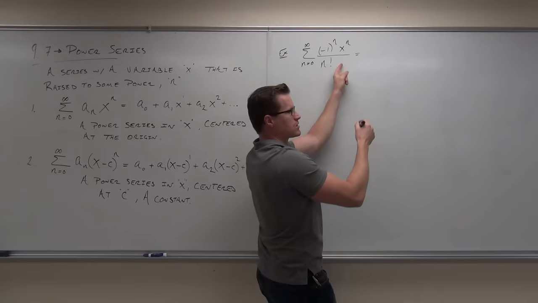When you work through it, that's going to give you 1. Quick head nod if you're okay with that one. Now, next question. If that gives you one, this is a limit comparison test. Is that inconclusive, or do you know something about this? You know something.